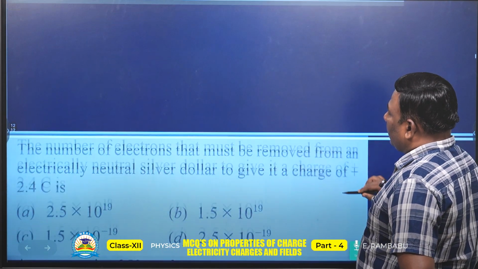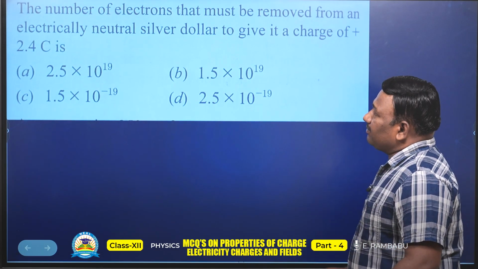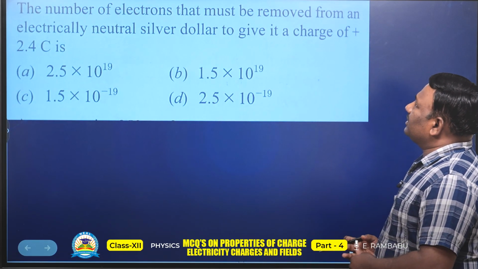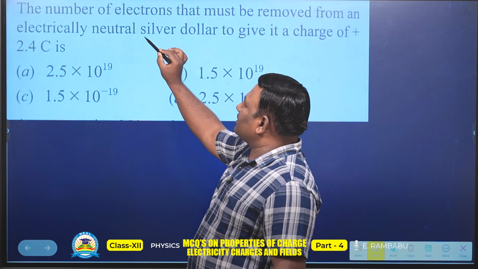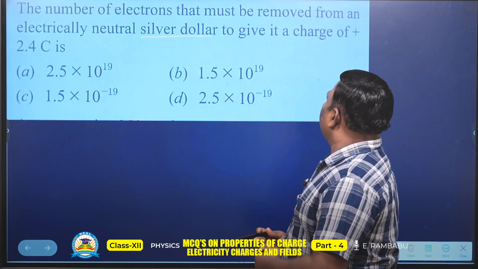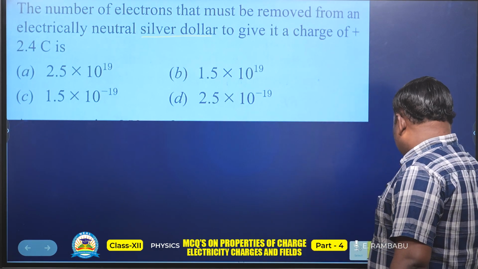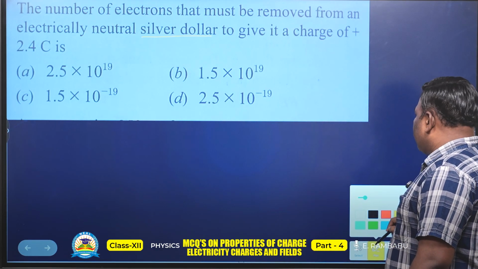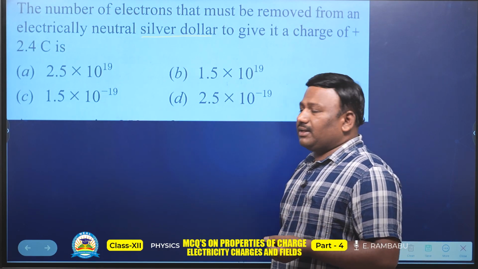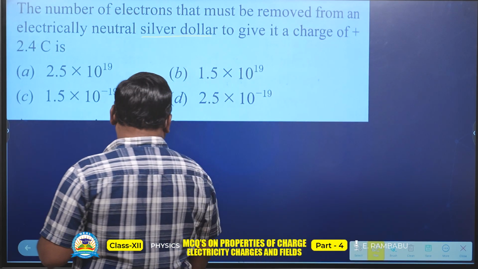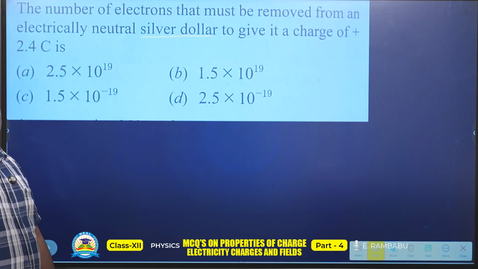And the next one, see another question. The number of electrons that must be removed from an electrically neutral silver dollar to give a charge of plus 2.4 coulombs is. So here the question is how many electrons must be removed from the given neutral silver dollar so that it obtains plus 2.4 coulomb.